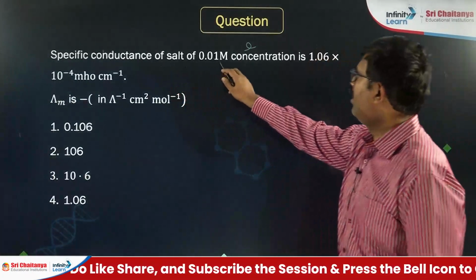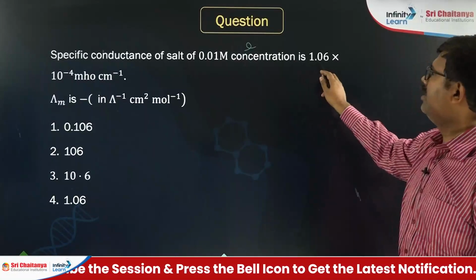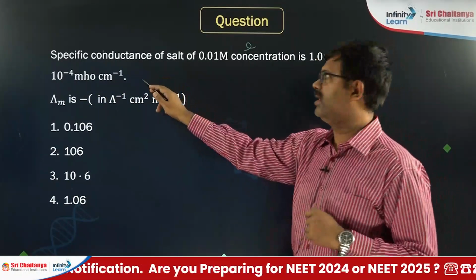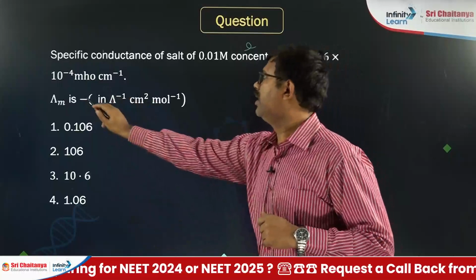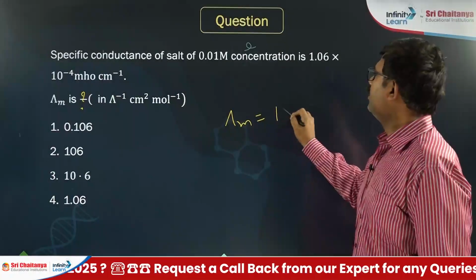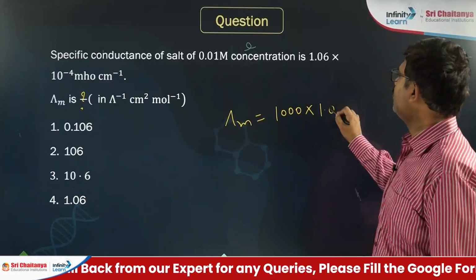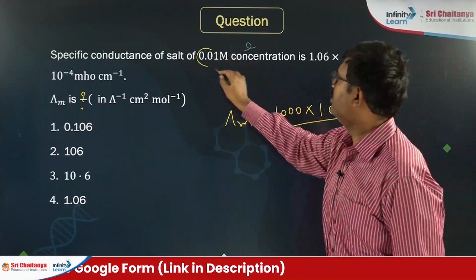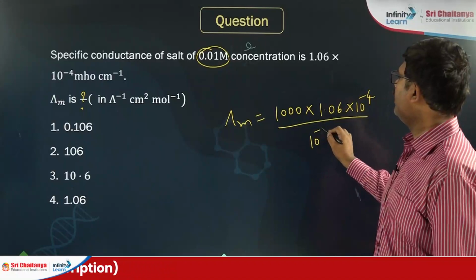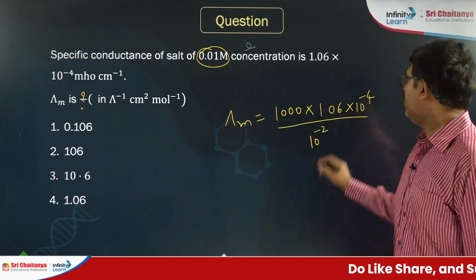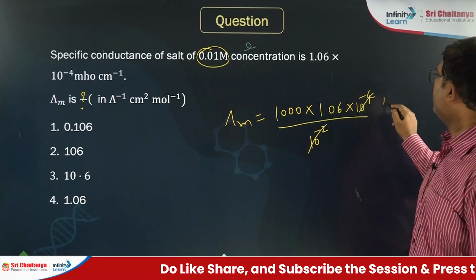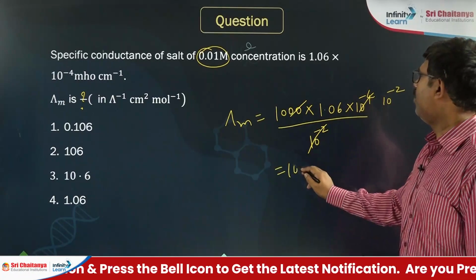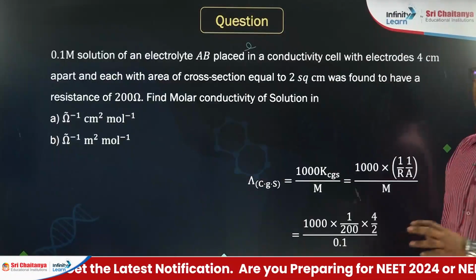The specific conductance of a salt of 0.01 molarity concentration is 1.06 into 10 power minus 4. Specific conductance, that means the K, kappa value, is given. Lambda m is how much? Now see, lambda m is equal to 1000 into specific conductance, 1.06 into 10 power minus 4, divided by concentration. Concentration is 0.01 molarity. That means I can write it as 10 power minus 2. If I cancel this 10 power minus 2 with the 10 power minus 2, you will get 10.6 here. Look at the next question.